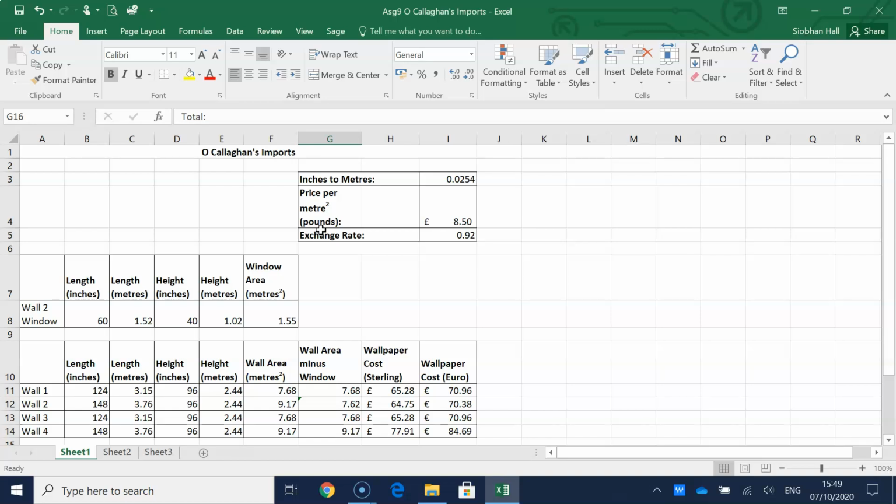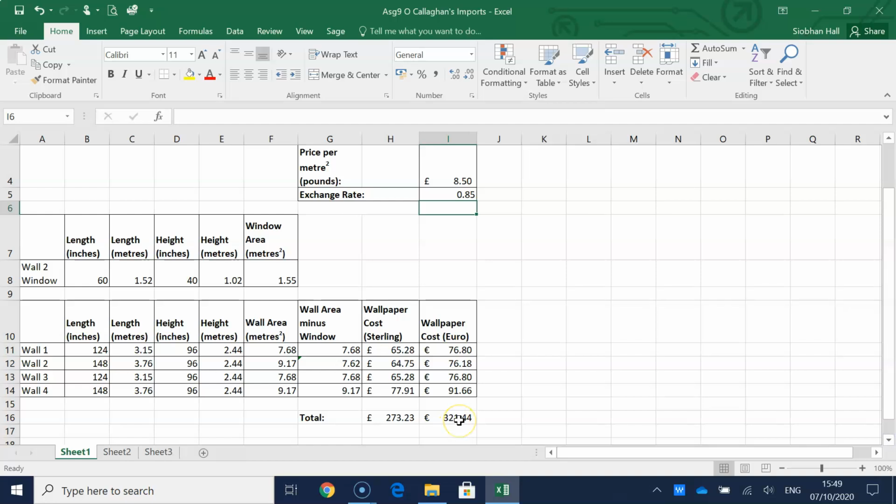Then question 12, as usual, he wishes to check things. So if we change the exchange rate to 0.85, we should see the total for the euros change to 321.44. So we'll check, and the total is 321.44. And finally, the last question asks us to save the spreadsheet.